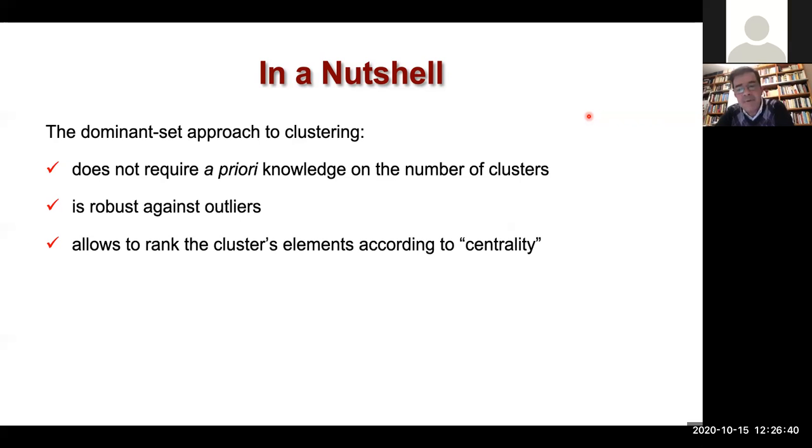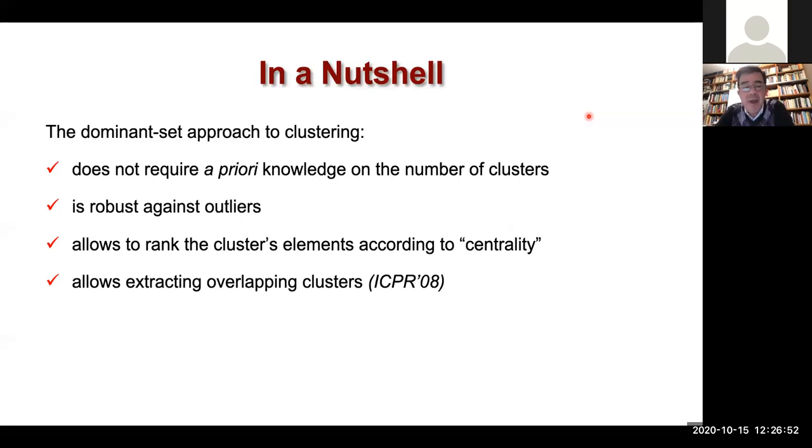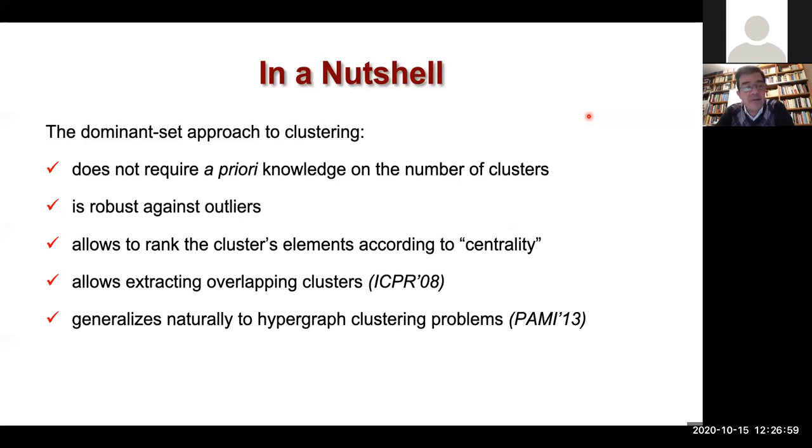I already mentioned the property that we can rank the cluster elements according to centrality. Although I didn't explain how to do that, and I'm not going to use this property, we have ways to extract overlapping clusters as well. And it naturally generalizes, very naturally actually, to hypergraph clustering problems, where instead of having pairwise similarity relationships, you have higher order similarity relationships. So formally speaking, you don't have a graph anymore, but you have a hypergraph. In a paper which we published a few years ago in PAMI, we show how to generalize this framework to hypergraph clustering as well.